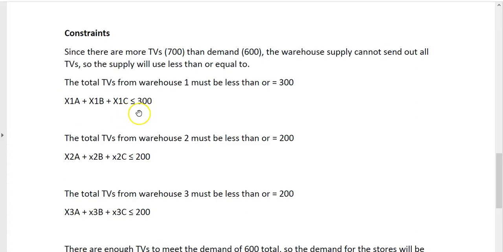The total TVs from warehouse 2 must be less than or equal to 200. So we have 2A, 2B, 2C, less than or equal to 200. The total TVs from warehouse 3 must be less than or equal to 200. So we have 3A, 3B, 3C, less than or equal to 200.